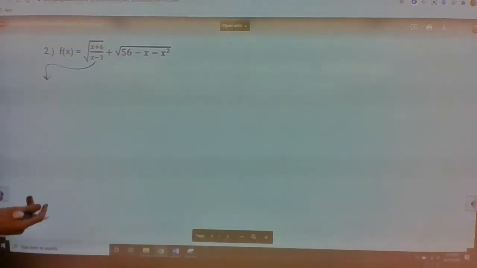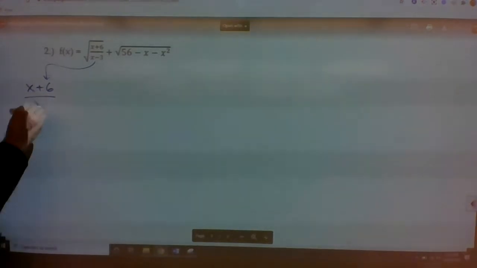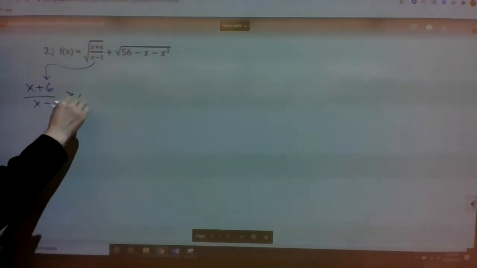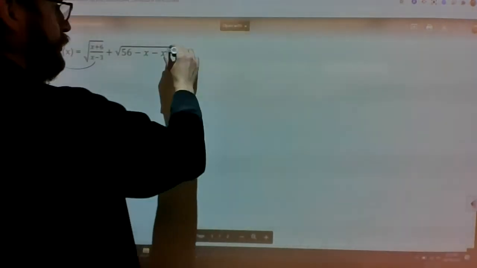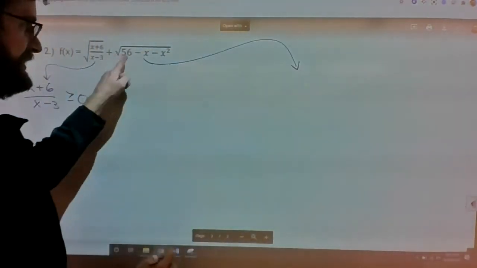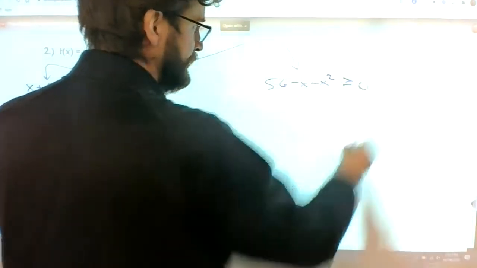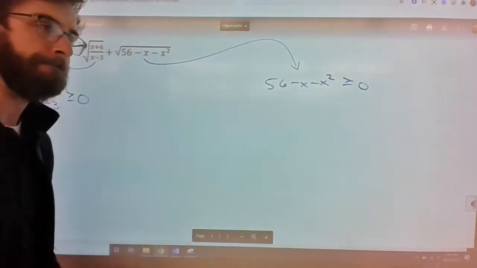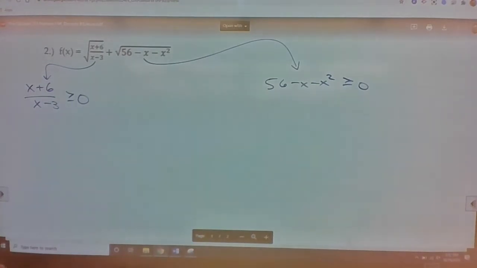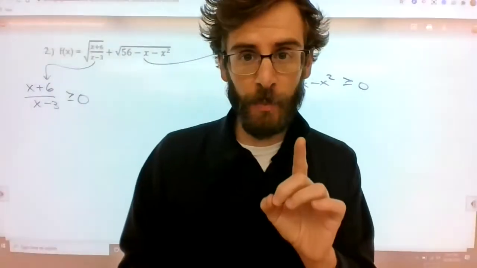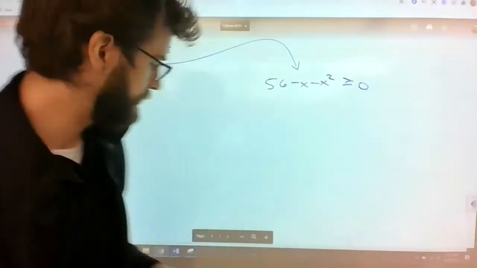Well, what happens is we've got two inequalities. The first one says (x + 6)/(x - 3) must be greater than or equal to 0. We're going to have to do the whole rigmarole of that. And then over here, we have to say that 56 - x² is greater than or equal to 0. So there's going to be a domain, and we're going to have to do the intervals for both parts. And then we see, where do they share? Where do they share domains?